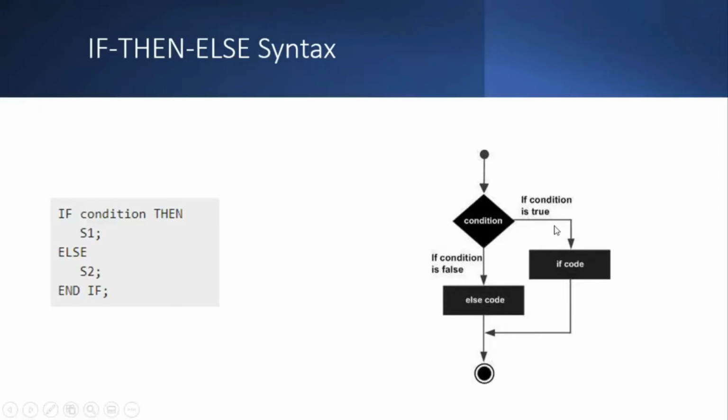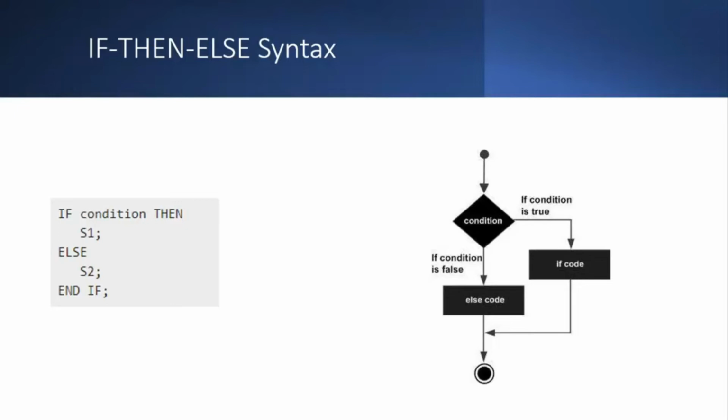If I explain it using a diagram, you can see start, then there's a condition. If the condition is true, there is an if code, and if the condition is false, there is an else code. So it divides into two parts. Based on the criteria of the condition, it will execute the code and end up with the if-then-else. So that is about the if-then-else statement syntax and the graphical view.